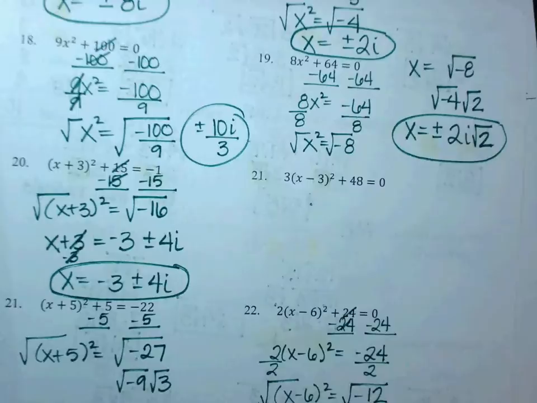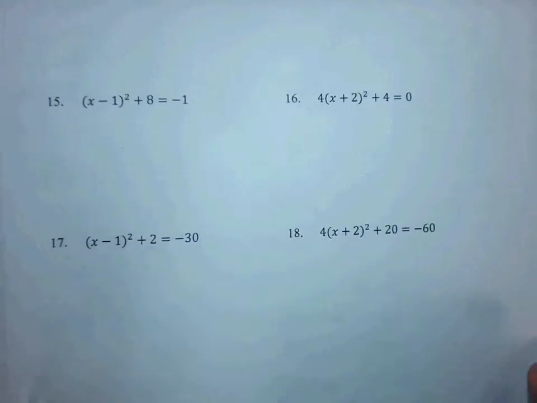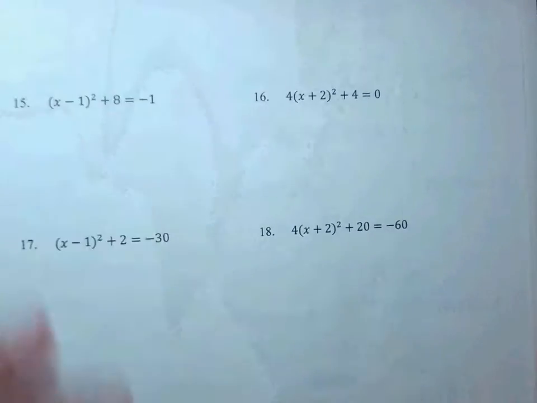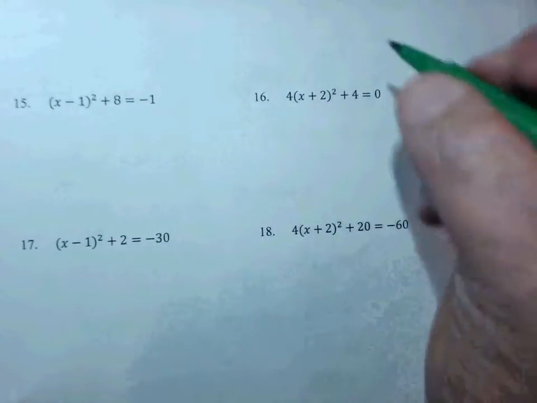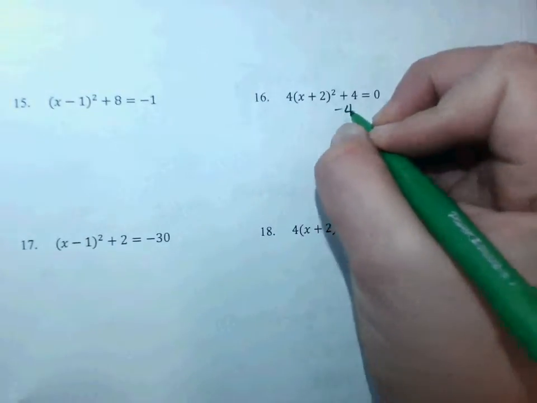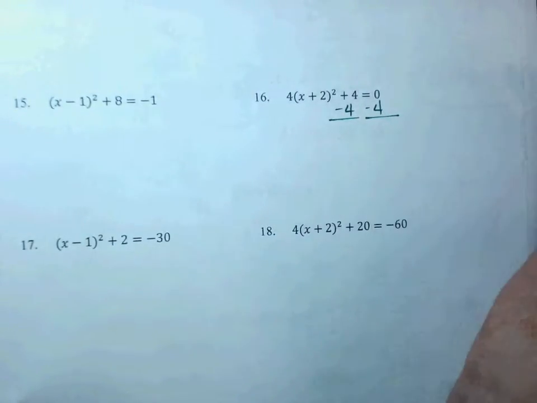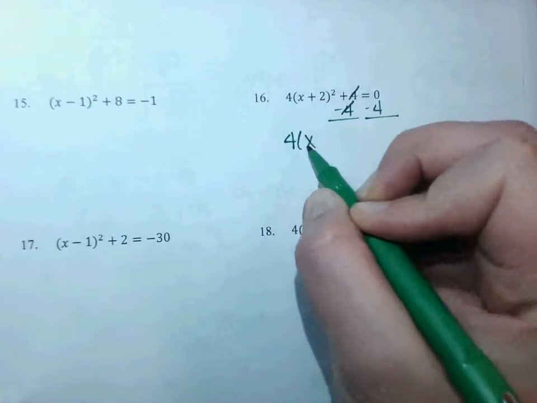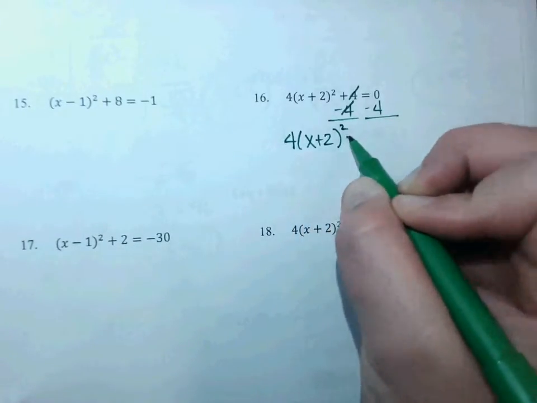Okay? Alright, the one off your homework that I want to do together is on the back, number 16. Okay, look at it. What would I do first? Okay, minus 4, that's correct. 0 minus 4 is what? Negative 4. Okay. So 4 times x plus 2 squared equals negative 4.